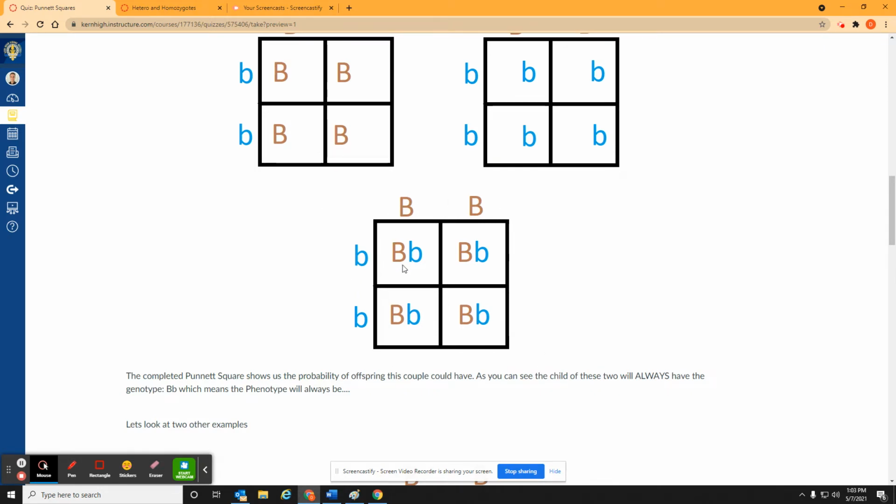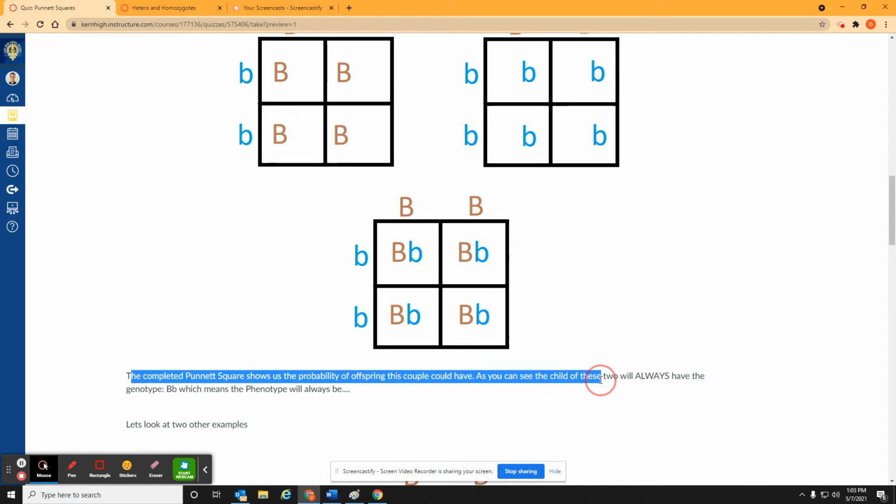Capital B goes to the top, lowercase b is going to the right. And this box, you want to look at each box individually. This box has this capital B, this lowercase b. This box has this capital B, this lowercase b. And these four boxes are the possible offspring of these parents.